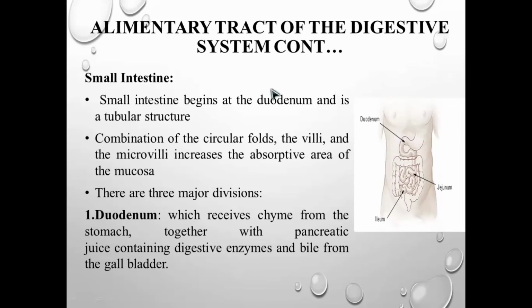The duodenum receives the chyme from the stomach, together with pancreatic juice containing digestive enzymes and the bile secretion from the gallbladder, and bile is also secreted by your liver. This is the place where you get the pancreatic juice. The pancreas, an exocrine gland, secretes enzymes into the duodenum, and the gallbladder, present at the base of the liver, secretes bile into the duodenum for the digestion of fat. It's very important to note this.